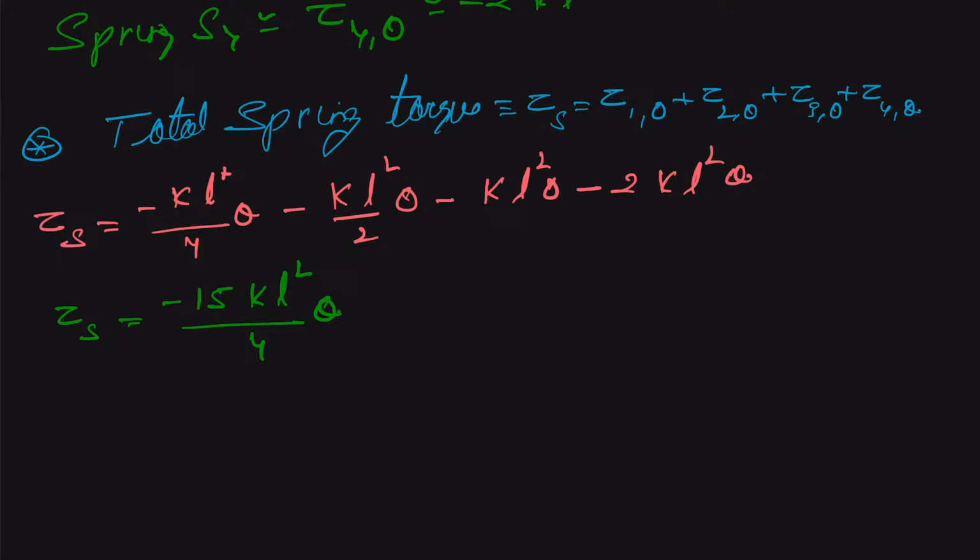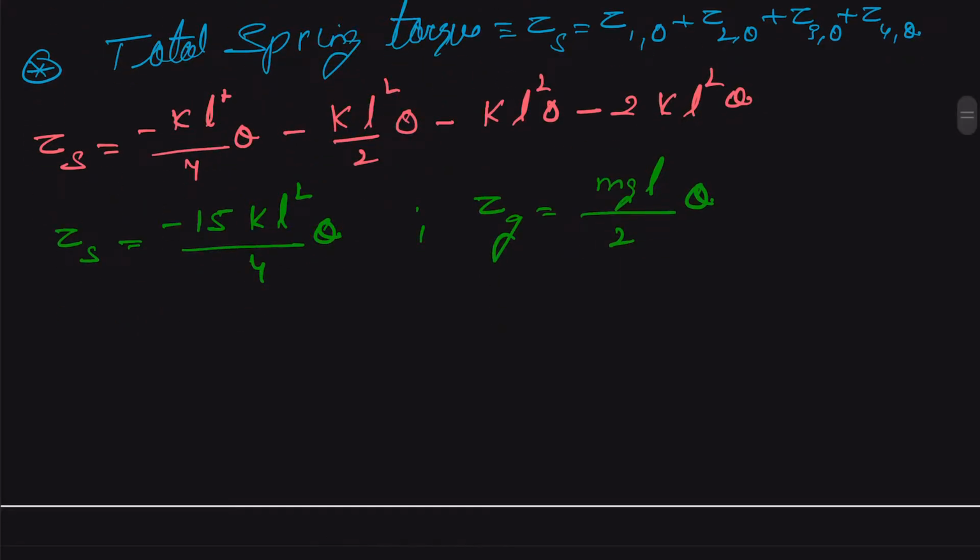Now we go to the gravity. Gravity will be the same because nothing is going to change. So you can say torque due to gravity will be the same, because the gravity is always going to act at the center of the rod. So this will be mgL by 2 times theta.